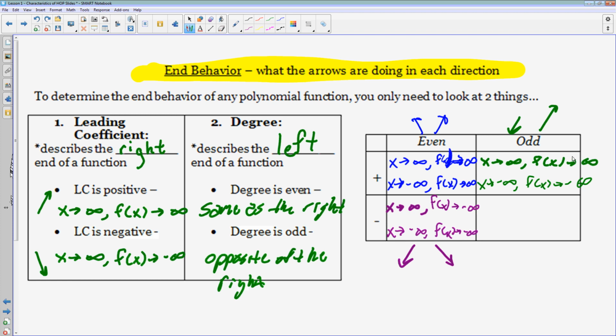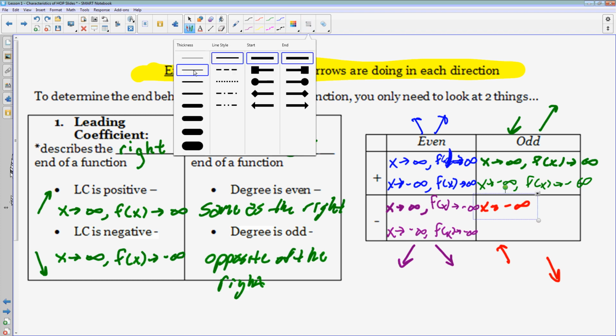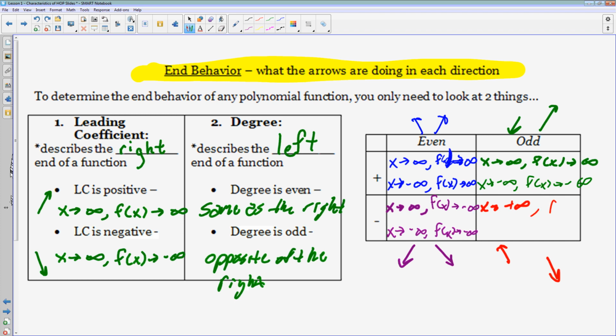And then for our last case, we have a negative leading coefficient and an odd degree. That means on the right we're going to be going down, but on the left we're going to be doing the opposite. We're going to be going up. So as x goes to positive infinity, f of x goes to negative infinity. And as x goes to negative infinity, f of x is actually going up to positive infinity.